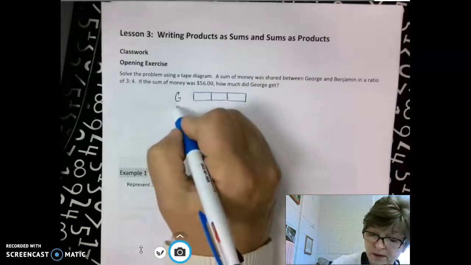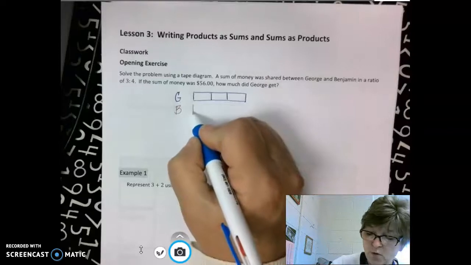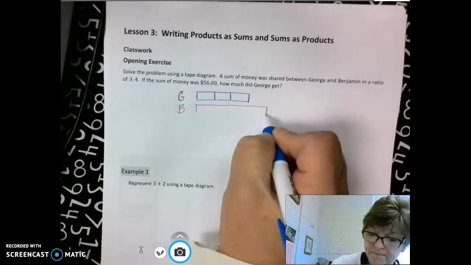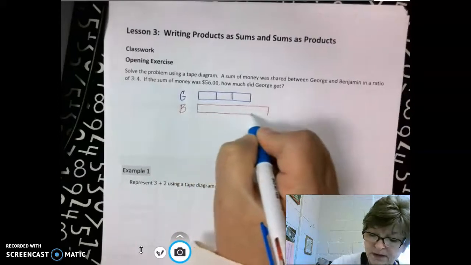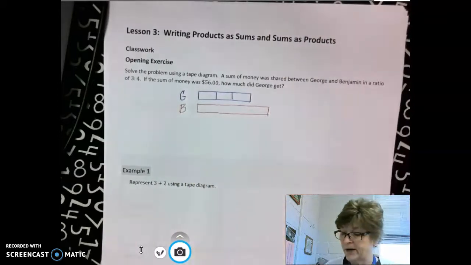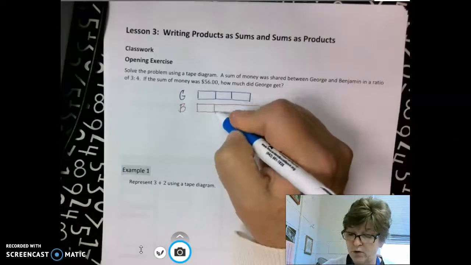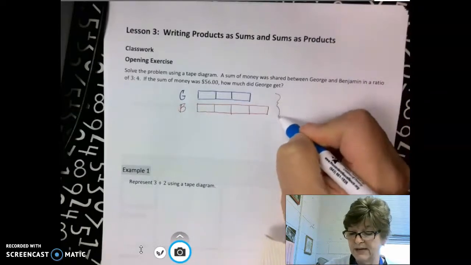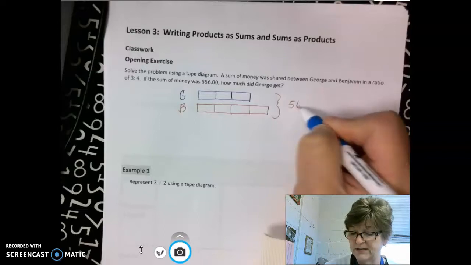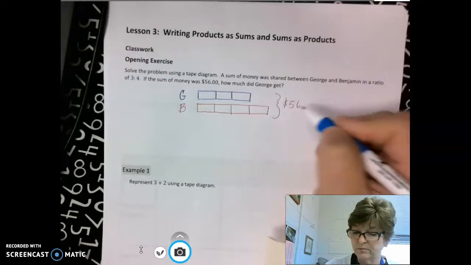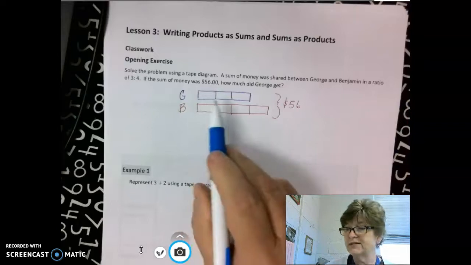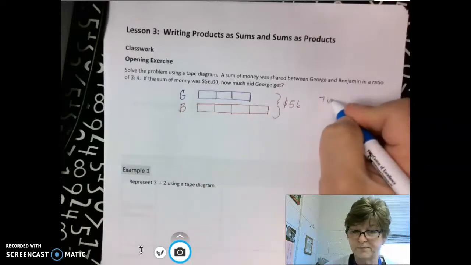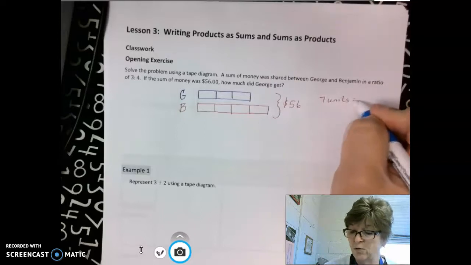Benjamin has 4 units of money. These are called tape diagrams. And those units of money together must equal $56. So as we look at this, there are a total of 7 units that equal 56.